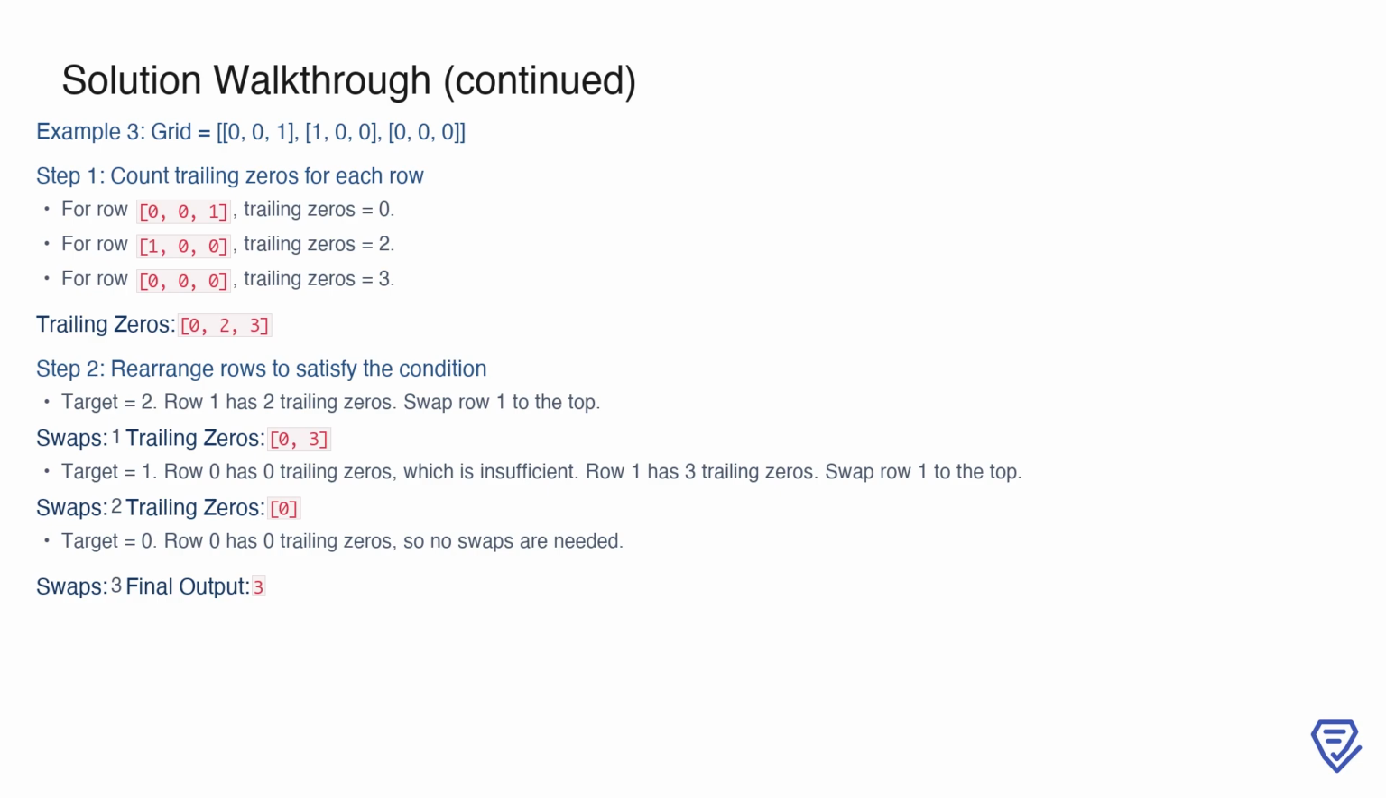The trailing zeros array is now 0. Finally, the top row requires 0 trailing zeros, which is already met, so no further swaps are needed. The total number of swaps is 3, and we return 3 as the output.